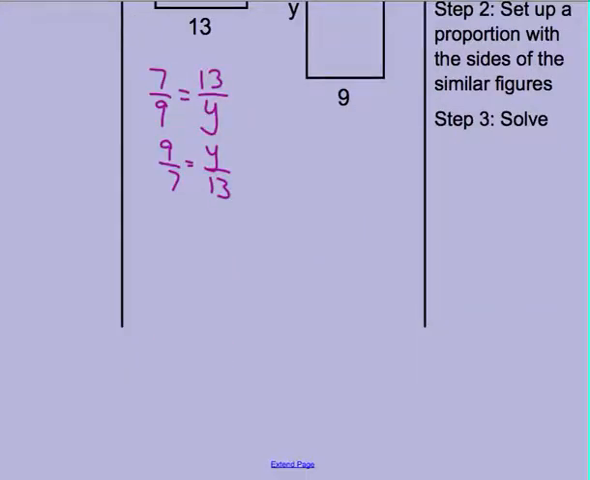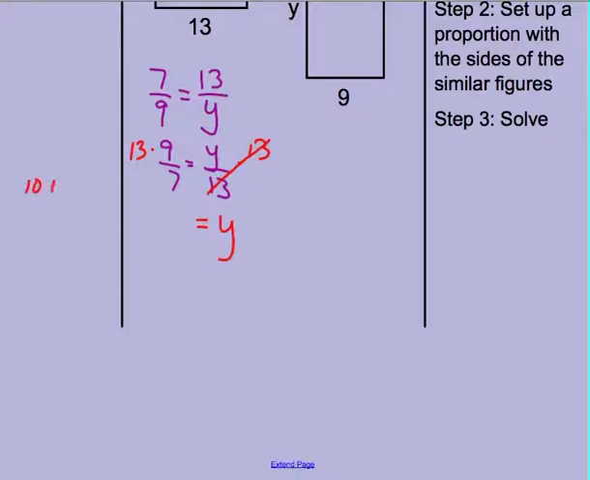And solving by canceling that denominator using the golden rule, I'm going to multiply both sides by 13. On the right-hand side, my 13's cancel, leaving me with y. On the left-hand side, I have no common factors, so I'm going to have to multiply 9 by 13. Now remember, I'm going to show my work, but typically I would do this in my head.